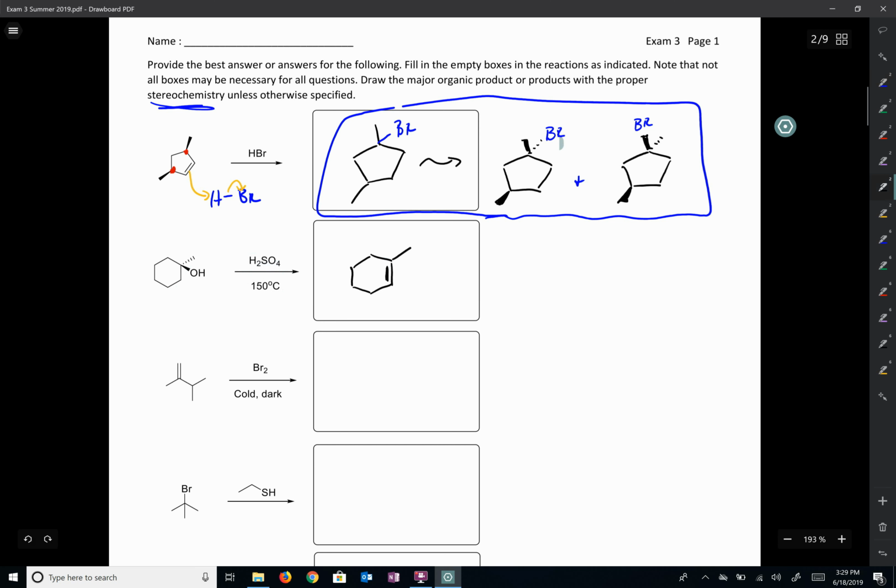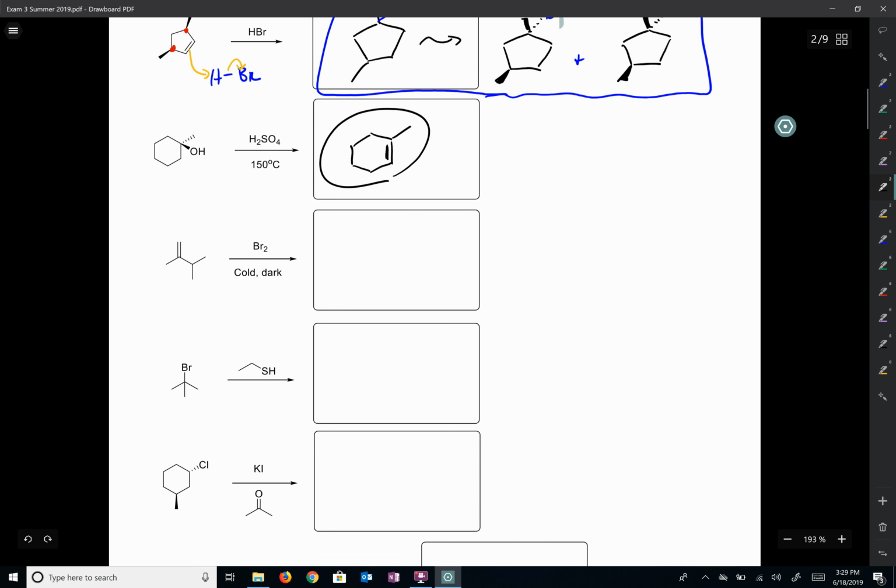We do an elimination to make the most substituted alkene. What I mean by most substituted alkene, as opposed to this, where we have a less substituted alkene. Okay? So for most eliminations, we're always going to be producing the most substituted alkene. Okay? So that's not the answer over here. All right, there it is.